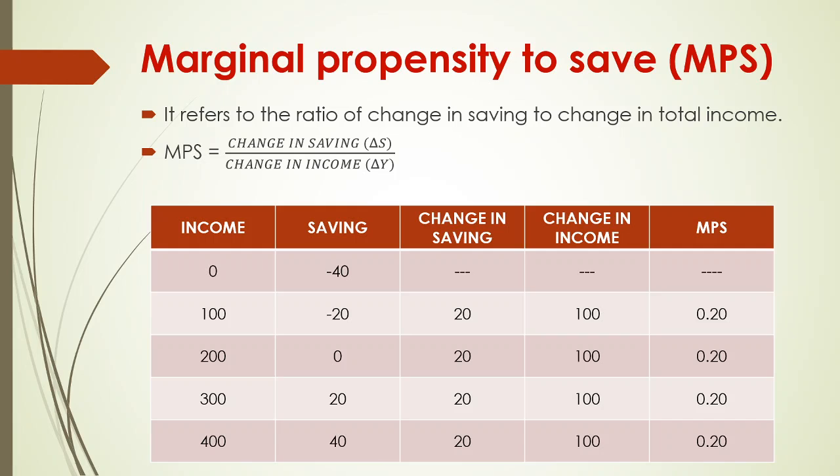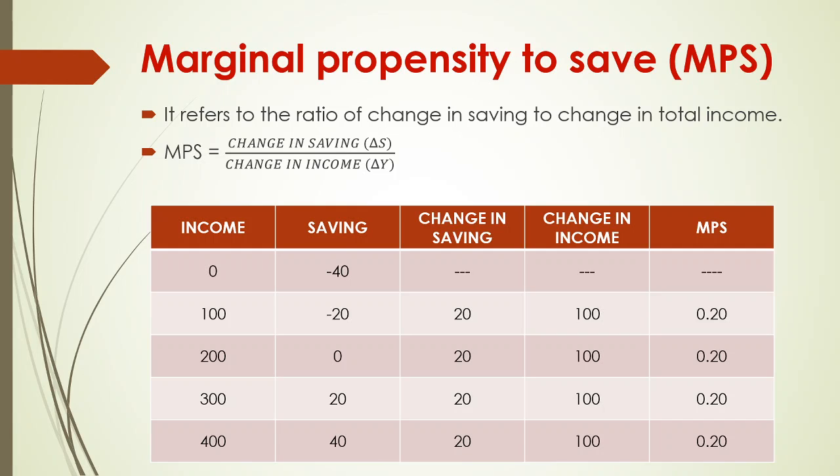Next let us start with marginal propensity to save, that is MPS. Like MPC, marginal propensity to consume, it refers to the ratio of change. MPC refers to the change in consumption to change in total income. MPS refers to the ratio of change in saving to change in total income. So MPS is equal to change in saving, that is del S, by change in income, that is del Y.